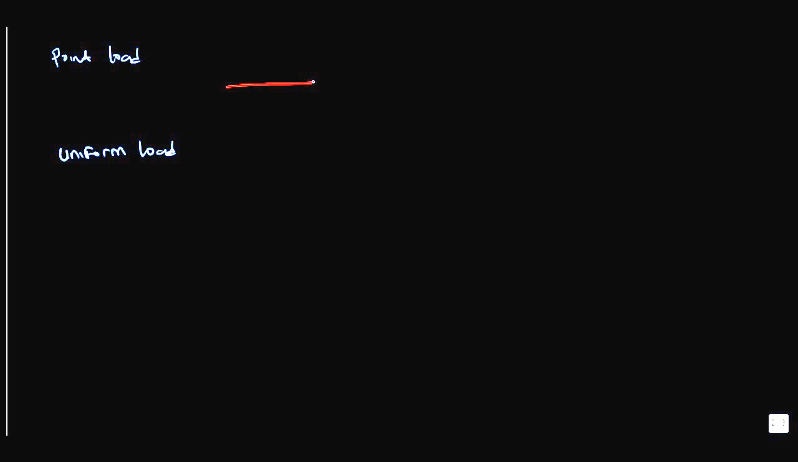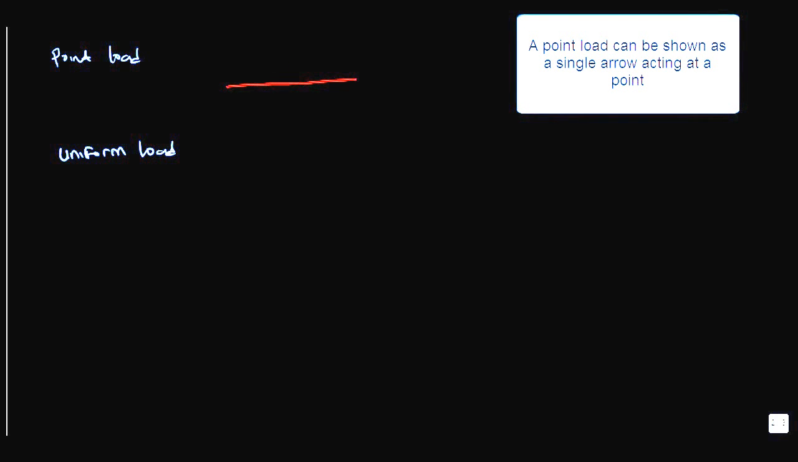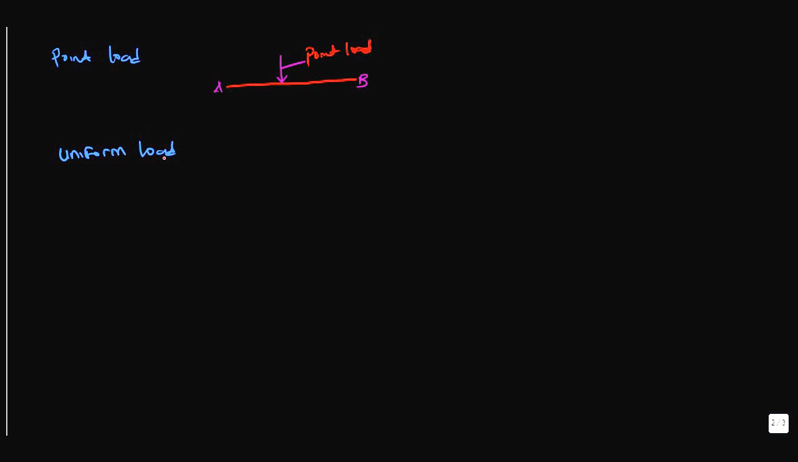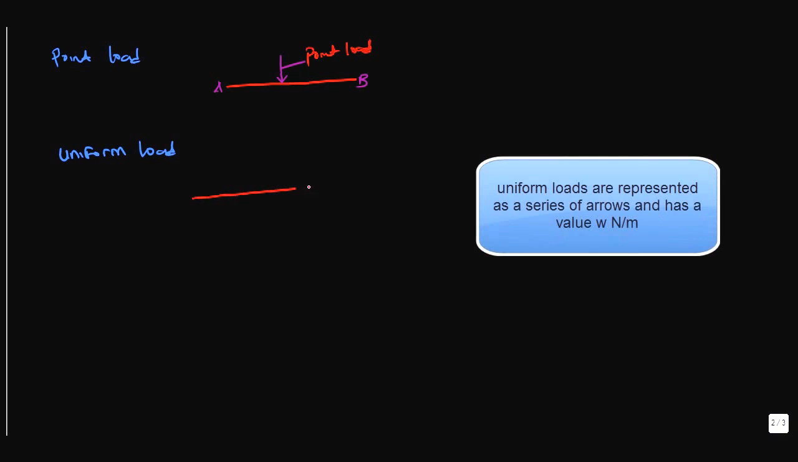So a point load is basically a single arrow acting on a point, and that would be a beam. And here, this is a point load. Whereas a uniform load is a series of arrows pointing downwards.